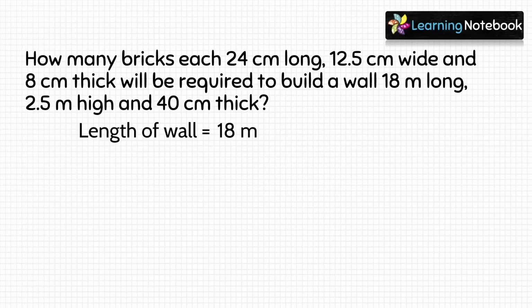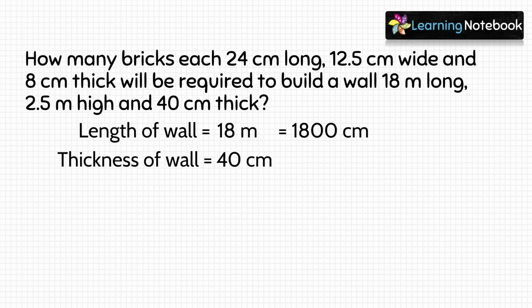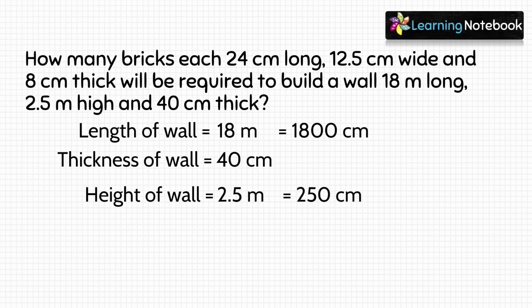Length of the wall is given as 18 meters. Let's convert it into centimeter by multiplying it with 100. We get 1800 centimeters. Next, thickness of this wall is given as 40 centimeters and height of this wall is given as 2.5 meters. So convert it into centimeters and we get 250 centimeters.